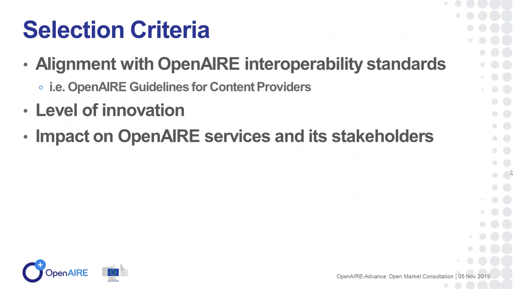Coming to the selection criteria regarding this topic, it's entirely important to align with the existing OpenAIRE interoperability standards, namely the OpenAIRE guidelines for content providers, which exist for different types of sources like repositories, journals, GRID systems, but also for different kinds of resource types like textual publications, research data, software, and other research products.